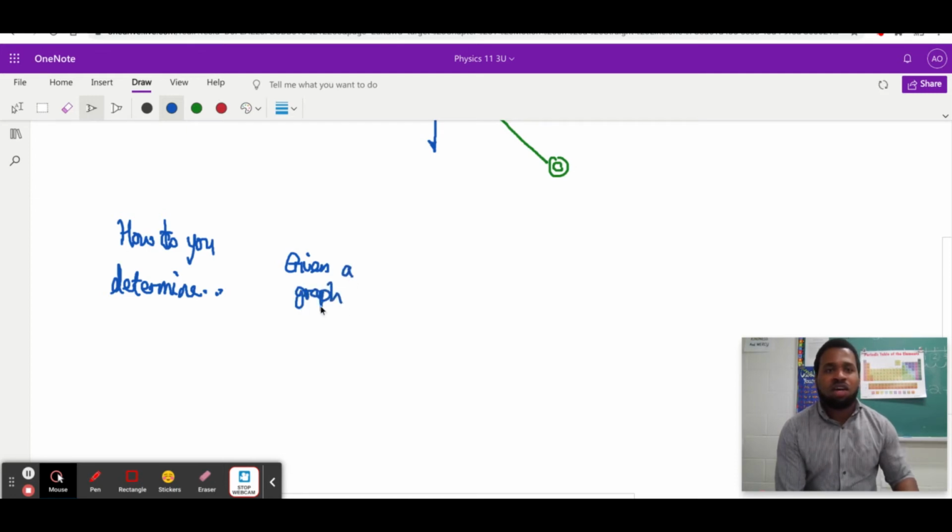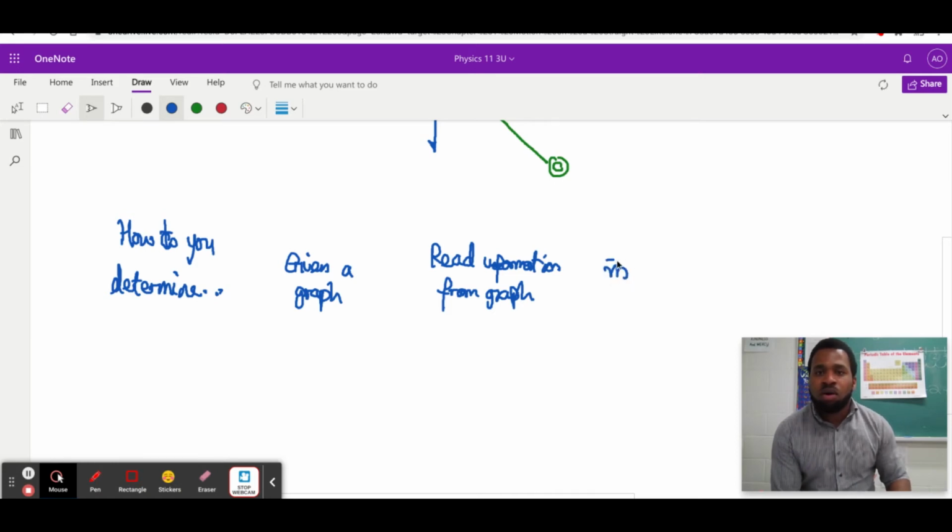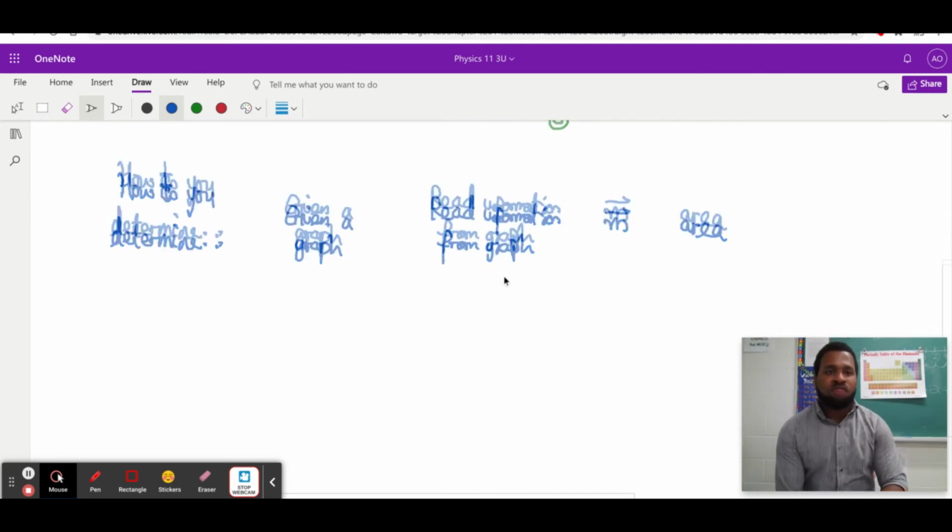So when you're given a graph and you're asked to determine a particular variable, what do you do? Now, based on this, do you do the following? Read the information from the graph, or do you take the slope of the graph or of the line, or do you take the area of that particular graph? So here are a couple of things to keep in mind.